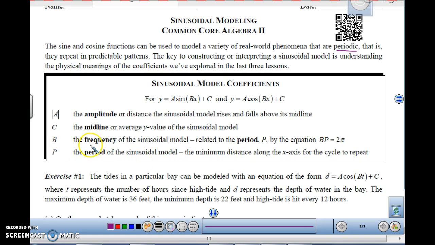Okay, b is the frequency of the sinusoidal model. It's related to the period by the equation bp equals 2 pi. Frequency means how often it happens within a certain period of time. How often do you have a repeated graph? And the period of the sinusoidal model is the minimum distance along the x-axis for the cycle to repeat. So how long does it take for one full cycle of either the sine or cosine graph to happen? That's the period. Okay, so now that we know that, let's apply these to a real-world situation.